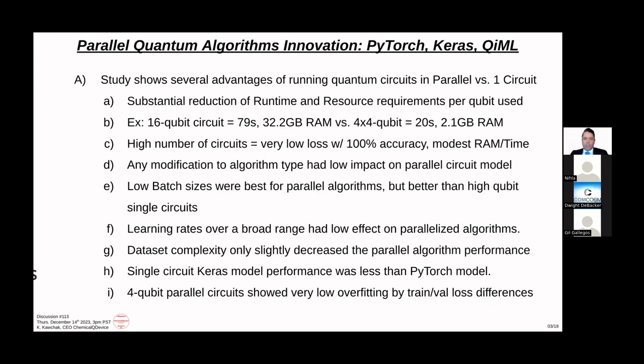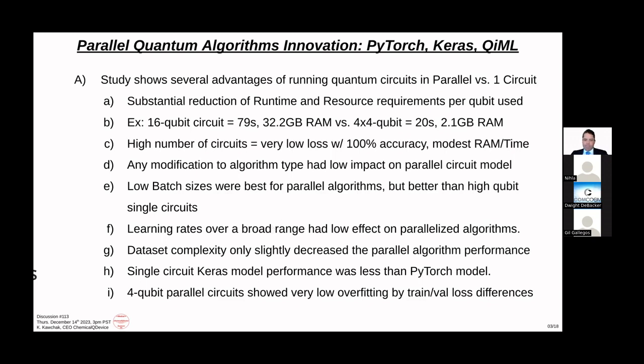Any modification to the algorithm type had low impact on the parallel circuit model. What this means is it's robust to changes. So we call this robustness: small changes do not affect the performance of the model. The main drawback is it's using low batch sizes, which is typically associated, to get its best peak performance, like lowest loss, with slightly slower runtimes, but this is not the big problem when compared to high-qubit circuits, right? We can deal with these lower batch sizes of 2 or 4 as compared to 20s or 30s or even 40s of qubit circuits.